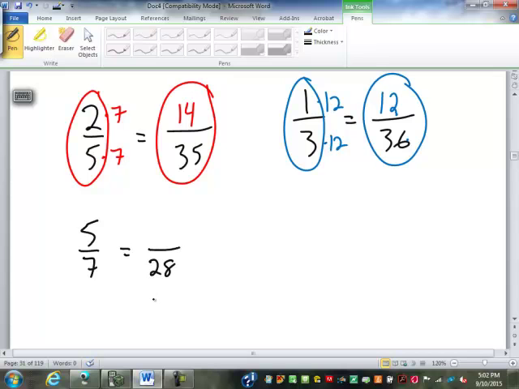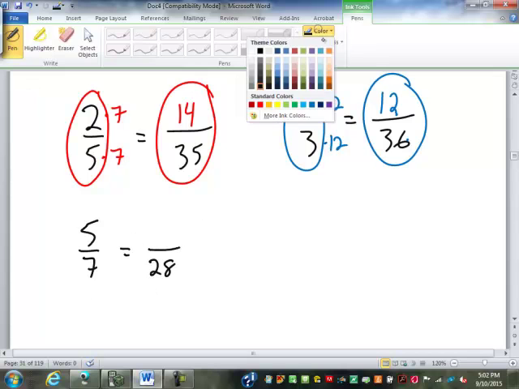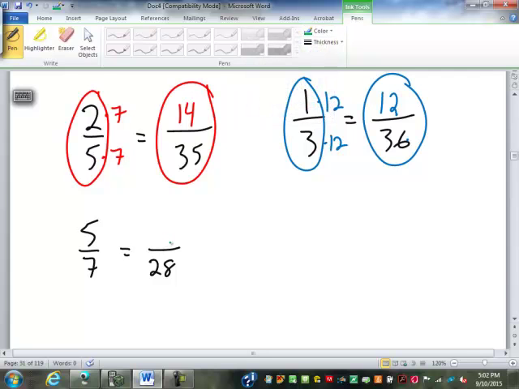So in your notes, 5/7 becomes how many 28ths? What'd you get? 20. 7 times 4 makes 28. 5 times 4 makes 20. 20/28 has the same value as 5/7.